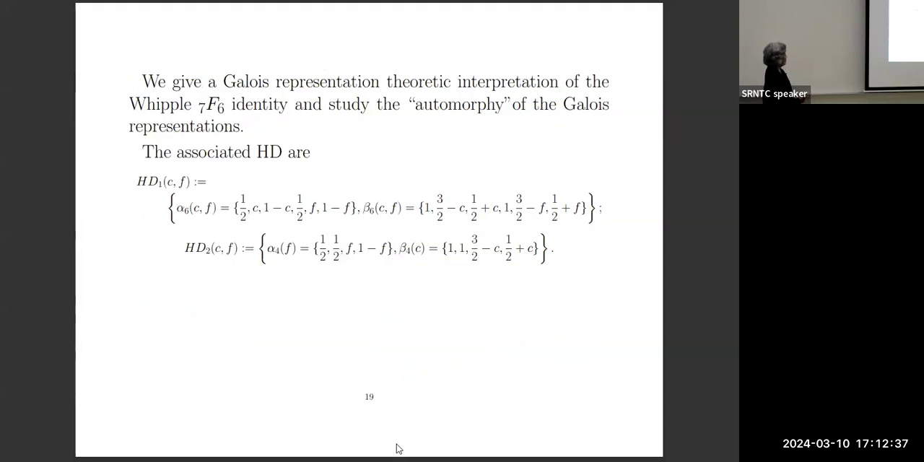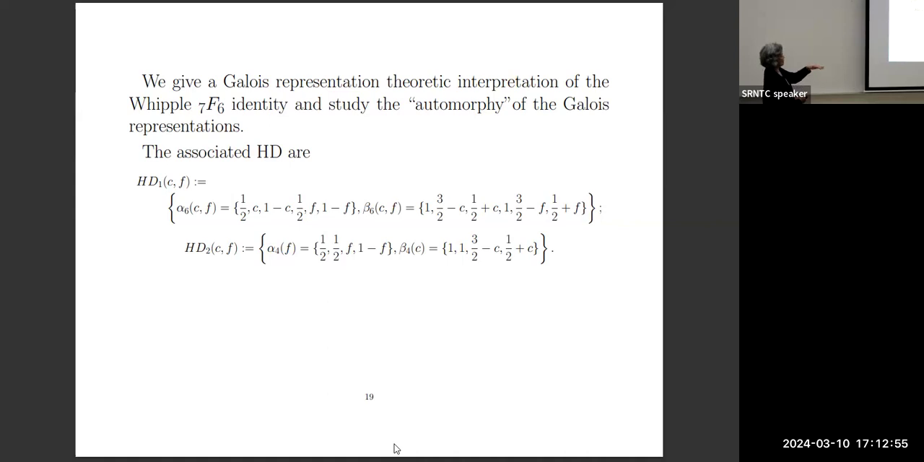From the datum there, when we look at the Galois representations, we associate a datum to the left-hand side. The first one will have the datum alpha and beta, which have length 6: 1/2, C, 1 minus C, 1/2, F, 1 minus F.